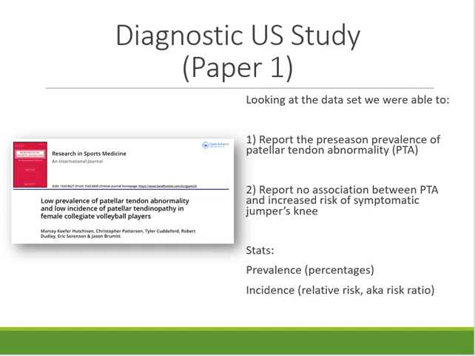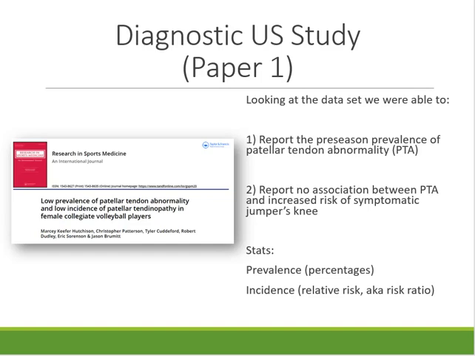Now, in this particular paper, we had both the prevalence side, showing the percentages at baseline, and then since we followed people into the future, we were looking at incidence. So we reported the relative risk, again, also known as the risk ratio.